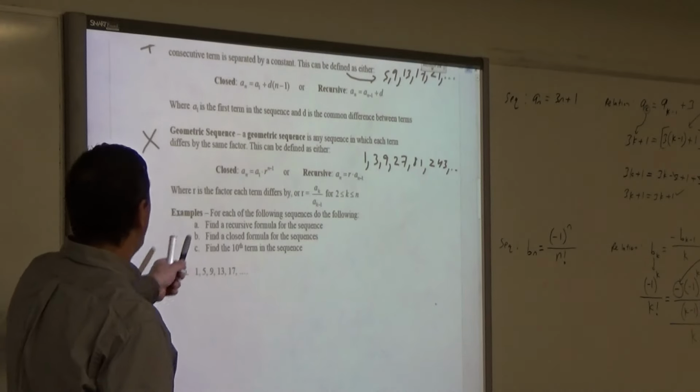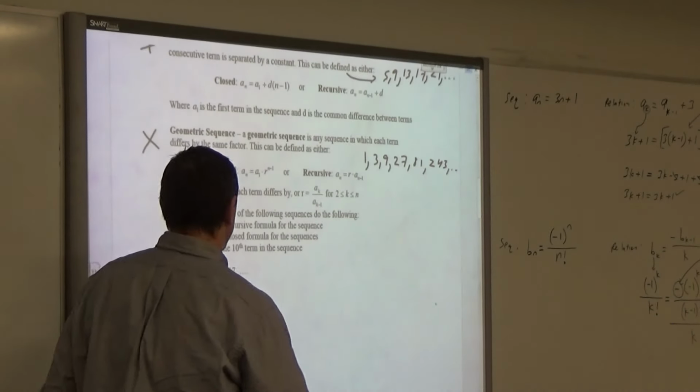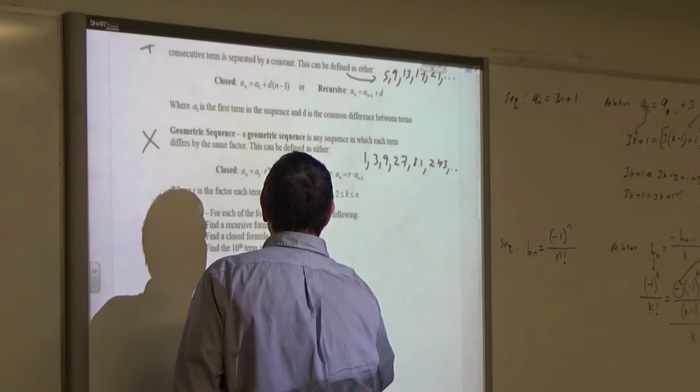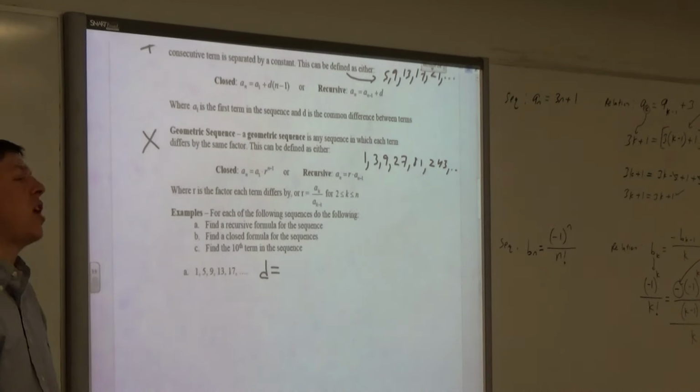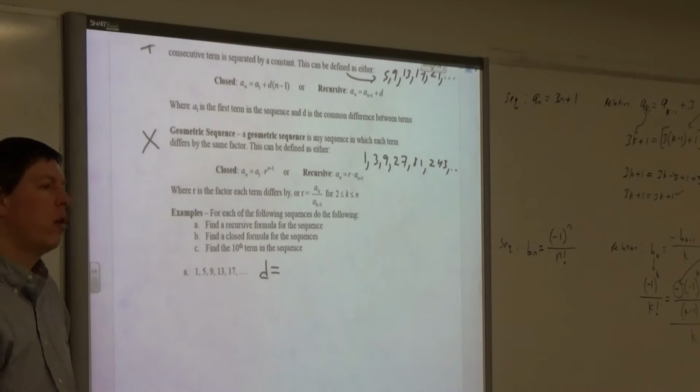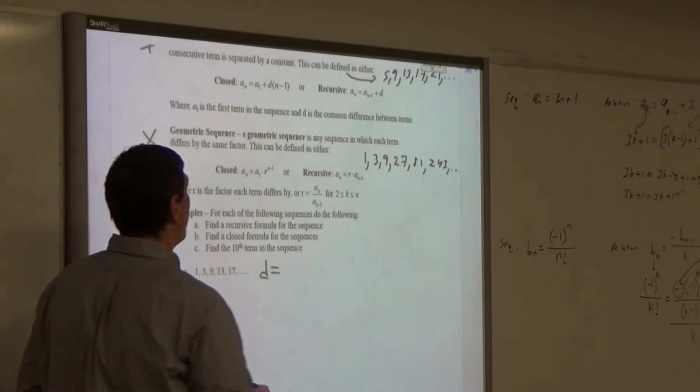All right, let's go ahead and do recursive first. The first thing we might need to know is the common difference. Guys, in this example, what's the common difference? 4, because each of the terms differs by 4.